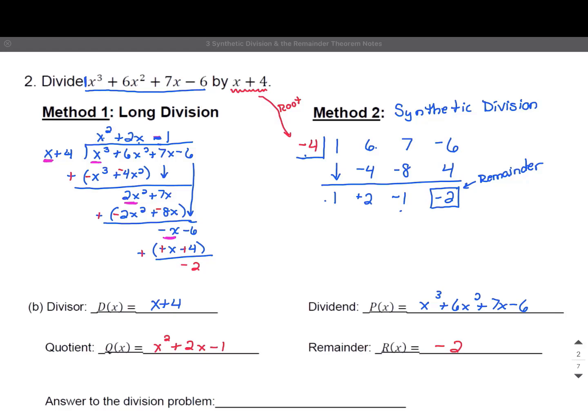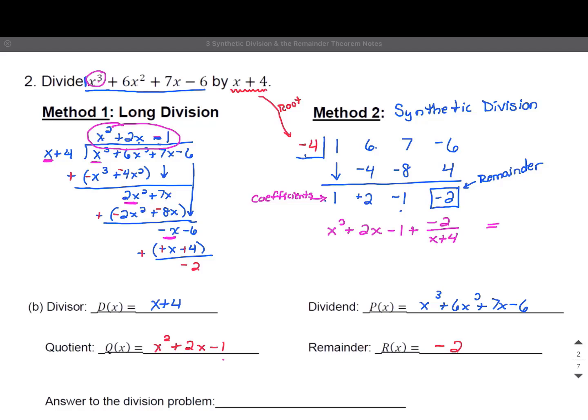Now, since we started our problem with an x cubed, our answer is going to start with x squared. And these are the coefficients of our answer, only we're going to be 1 degree lower. So instead of x cubed, we're going to have x squared. So we have 1x squared plus 2x plus a constant of negative 1. And look at that. That is the same quotient we got with long division, plus our remainder over our divisor.